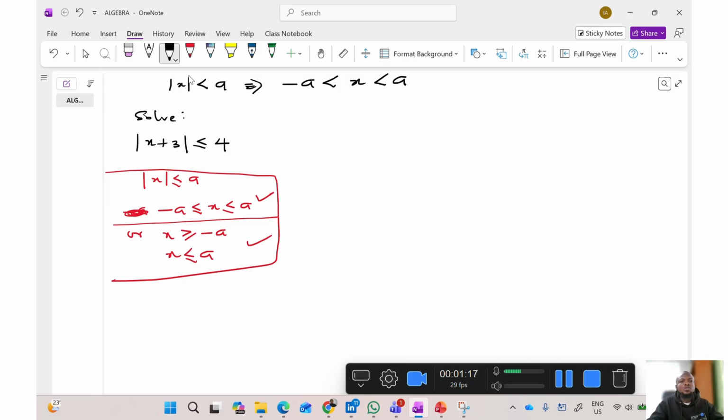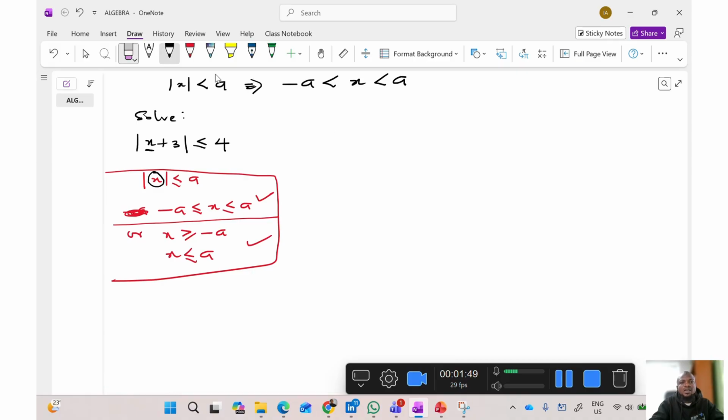Now, let me solve this problem. Don't forget that whatever you have in your absolute value does not necessarily have to be just x. Whatever is in the absolute value, I can write this as minus 4 less than or equal to x plus 3 less than or equal to 4. Or for the sake of convenience, I can write it as x greater than or equal to, sorry, not x.